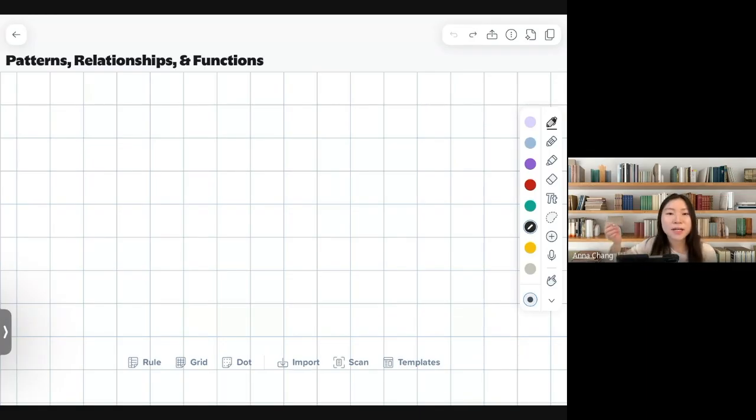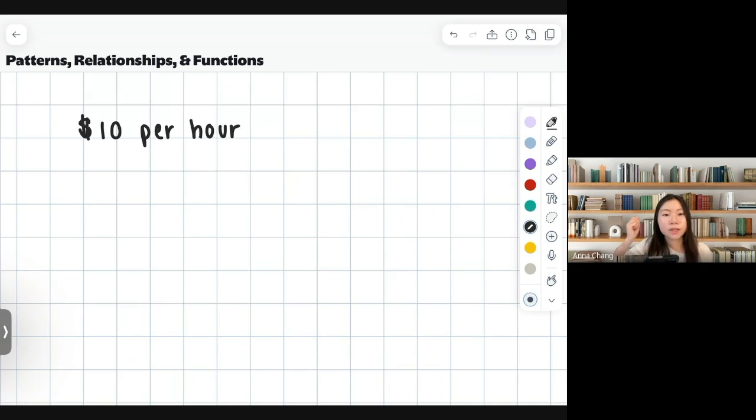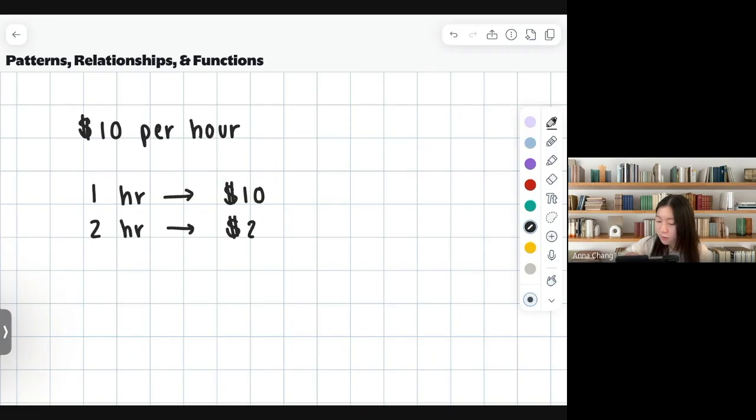Let's go ahead and start by talking about relationships. A relationship describes how two quantities are connected. So for example, imagine you're earning $10 per hour. The number of hours you work determines how much money you earn. So if you work 1 hour, this will be $10. If you work 2 hours, you'll earn $20, and so on.